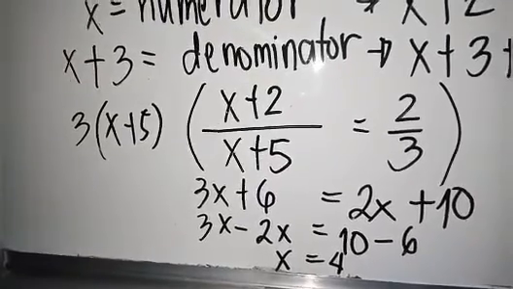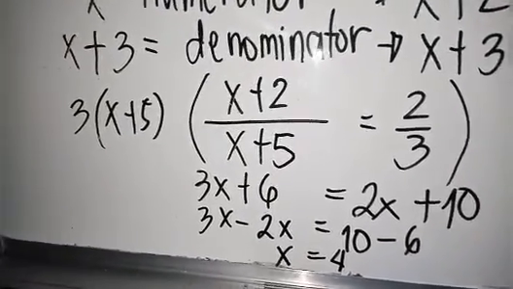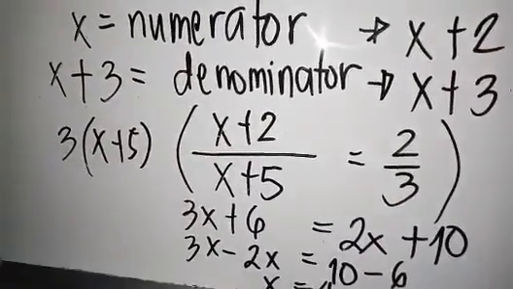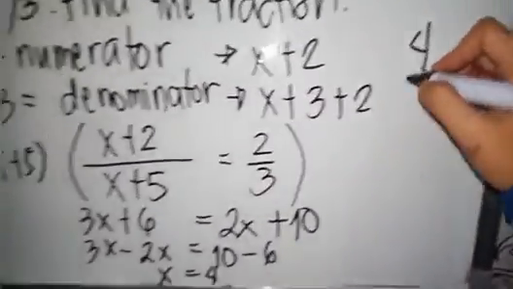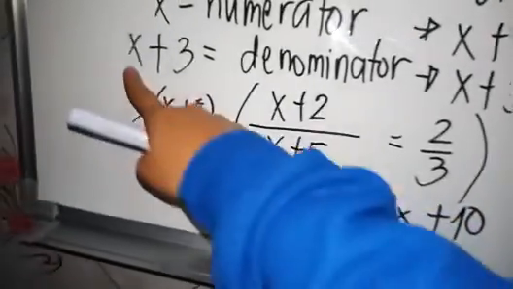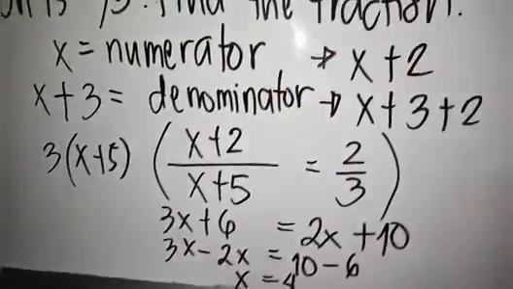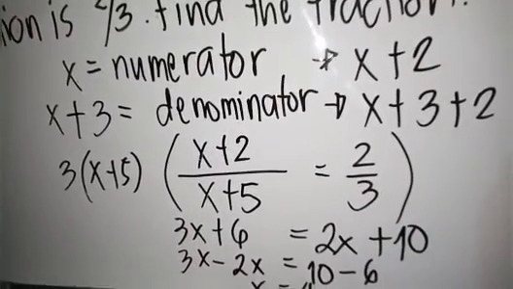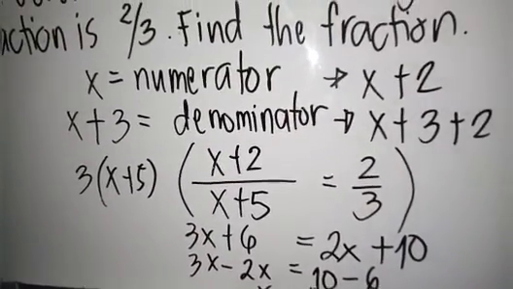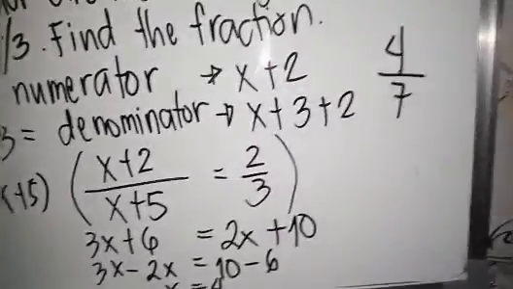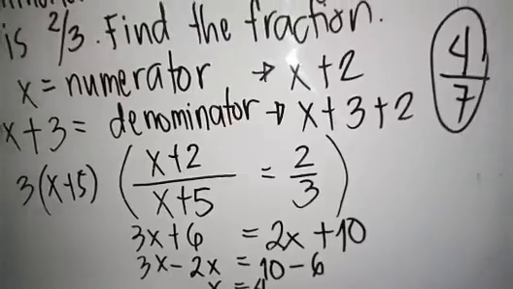So, masasabi natin na yung ating numerator ay yung 4 na. So, ito ay, we have 4. Then, yung ating denominator ay, since yung x natin ay 4, so we have 4 plus 3 will give us 7. So, yung ating fraction ngayon ay magiging 4 over 7.